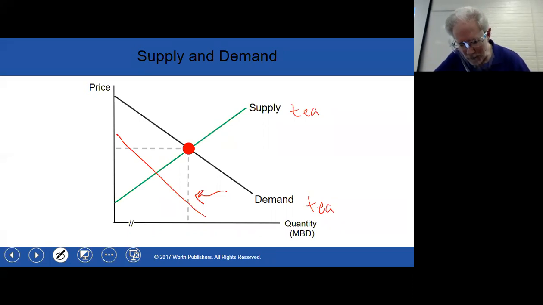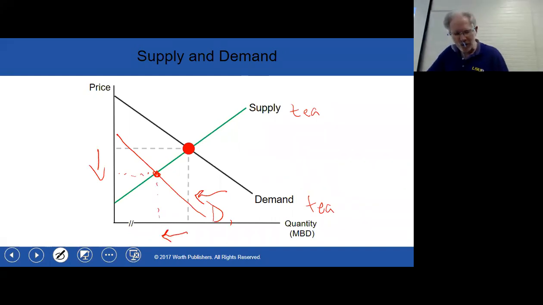Once you draw the new demand curve in, it's clear where the equilibrium is. Okay? So the graph leads you to the right answer. You draw the new curve in, you then look for the new intersection. And you can see that's at a lower price and a lower quantity. So the quantity demanded of tea is going to go down. The price of tea is going to go down. Okay? Demand has decreased. Has supply decreased? Supply of tea?